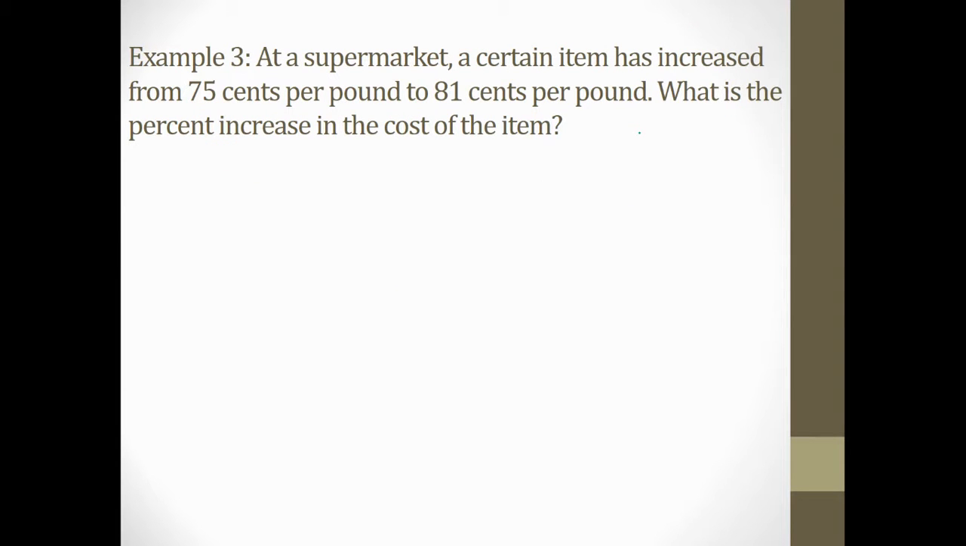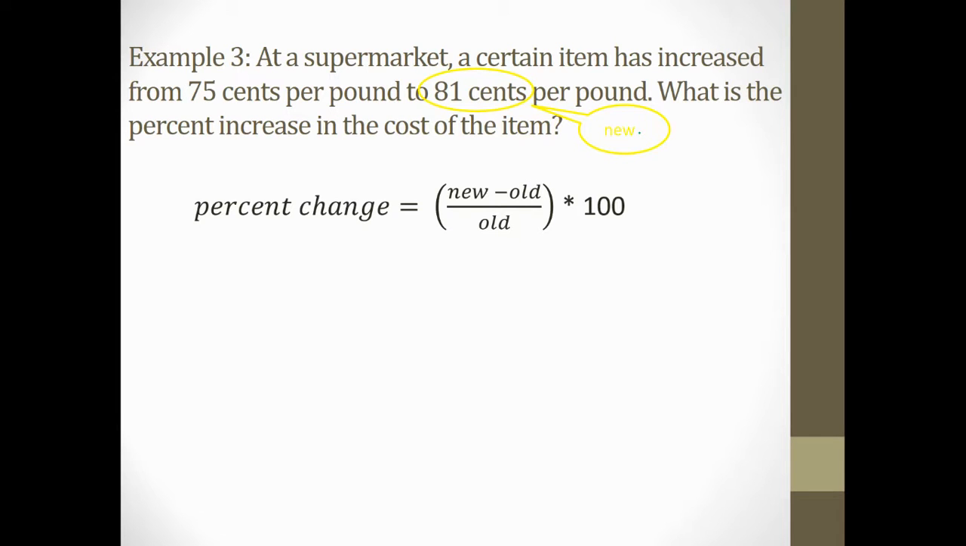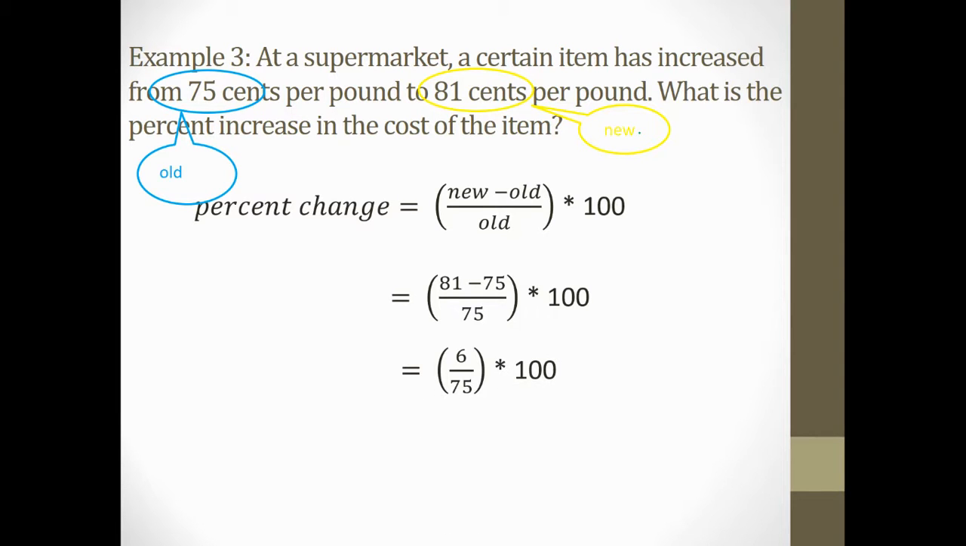Okay, example 3. At a supermarket, a certain item has increased from 75 cents per pound to 81 cents per pound. What is the percent increase in the cost of the item? My formula for percent change is new minus old, and I'm going to bury my old, times 100. My new value is the 81 cents. My old value is the 75 cents. When I plug that in, 81 minus 75, I'm going to bury the old, so divide by 75. That's 6 divided by 75 times 100 is 8%. So my increase in the cost of the item is 8%.